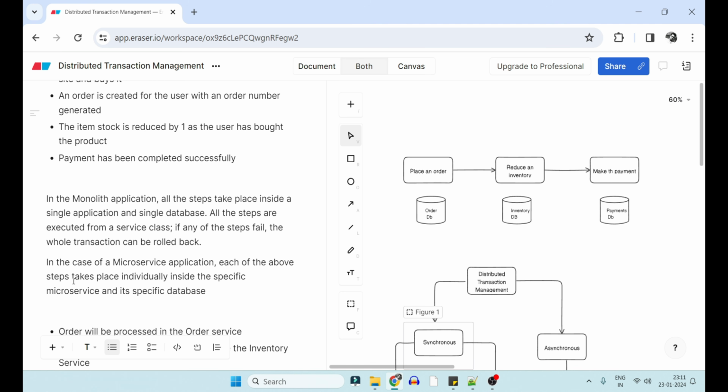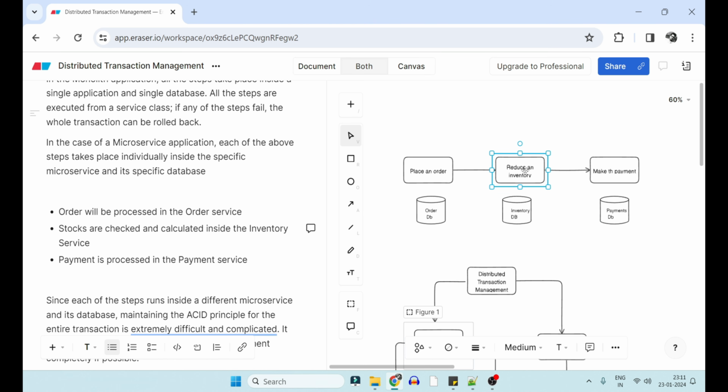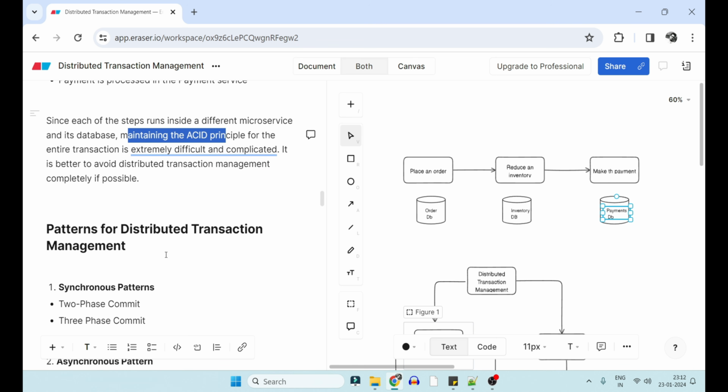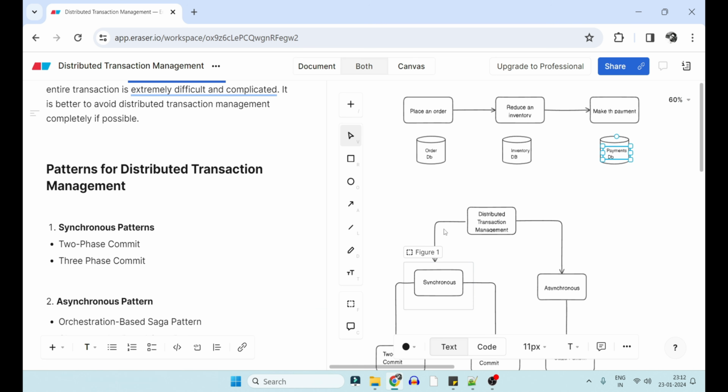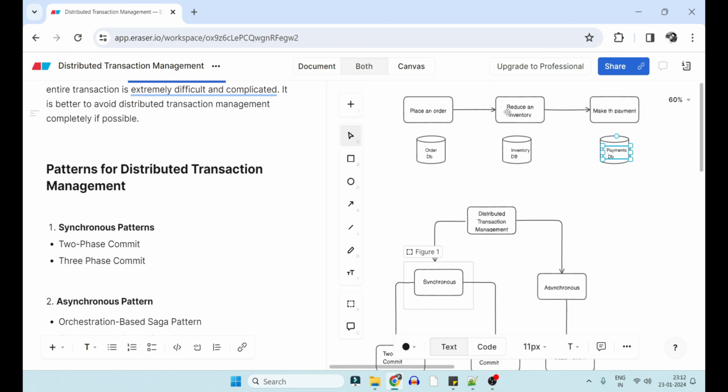For microservice architecture, each step takes place in an individual microservice with its specific database associated with it. So now the order will be processed in the order service, stocks will be checked in the inventory service, and payment will be done with the payment microservice. Now since each step runs in a different microservice, maintaining ACID properties is very difficult and complicated. And hence comes the distributed transaction. Now what is a distributed transaction? A transaction that spans multiple applications or microservices becomes a distributed transaction, and maintaining the ACID properties across these microservices is a very difficult task.